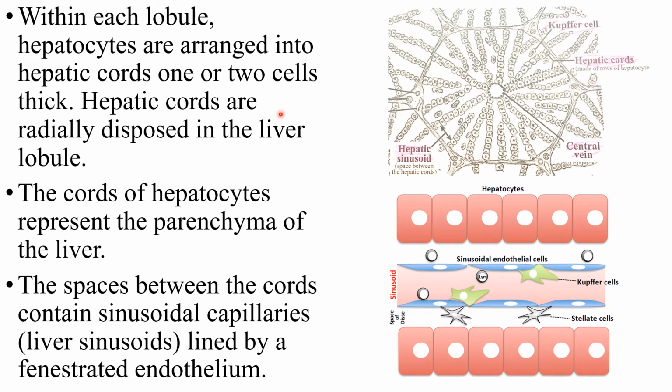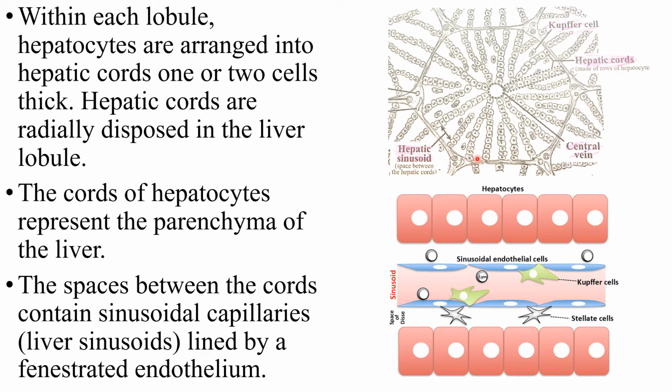Within each lobule, the hepatocytes are arranged into hepatic cords of 1 or 2 cells thick. You can see here, these are the structures which are called hepatic cords, where the hepatocytes are arranged like beads on a string, and they may be single cell or 2 cells thick in nature.